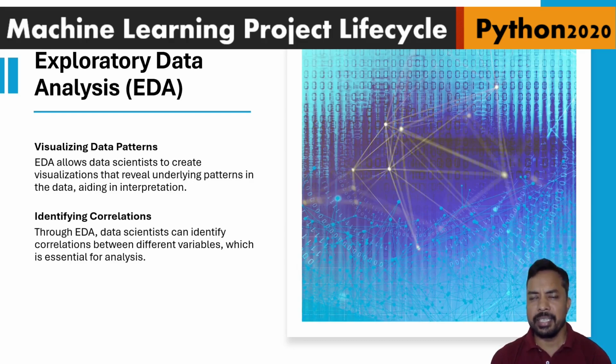So the data is cleaned, we have worked on outliers, we have worked on missing data. But just to see if this data makes some sense, we have to do exploratory data analysis. So there are two main things. One is visualizing the data patterns and identifying the correlation.